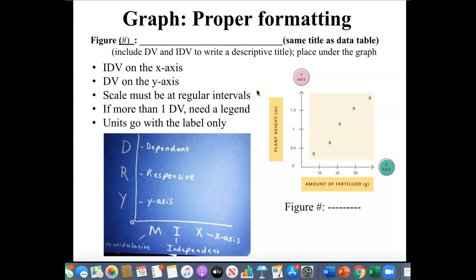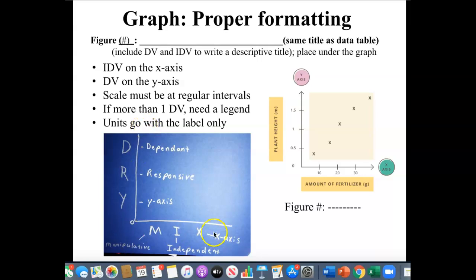Graphs also have very specific formats. They need a figure number and they need a title. If you're just taking data from a data table and graphing it, then you can use the same title. You'll have to write figure and then a number, and then just copy and paste your title right here. Figure titles go under graphs, though, not on top of graphs. That's different than a data table. The data table title goes on top of the data table.